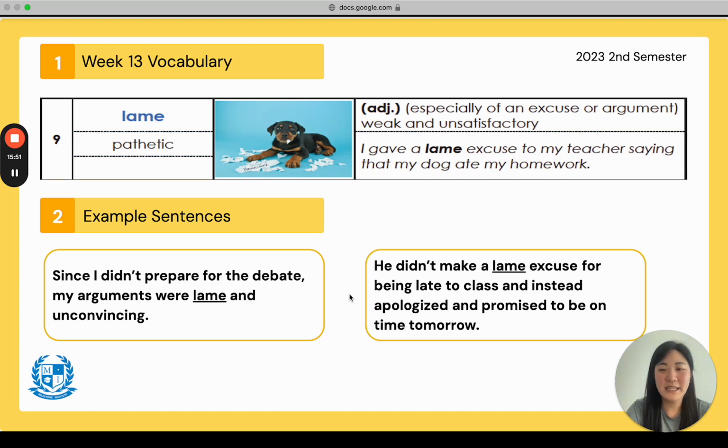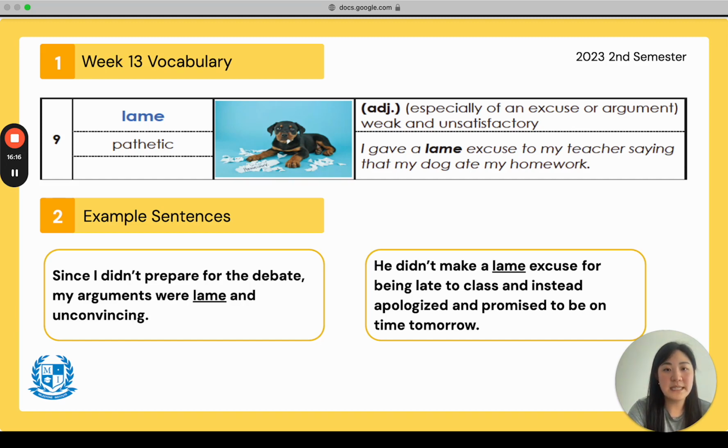Number 9, the word is lame. Everyone say lame. The synonym is pathetic, and there is no antonym here in our book. And it is an adjective meaning especially of an excuse or argument, something that is weak and unsatisfactory. So say that you're giving a weak excuse or unsatisfactory argument. That means it is kind of lame.